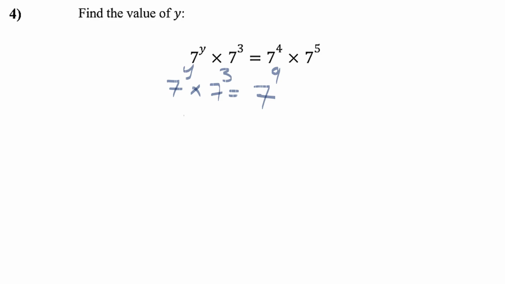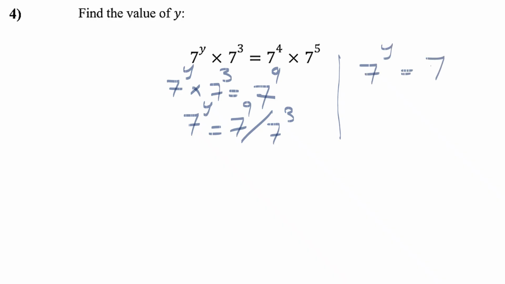So what it will become, 7 to the power y equals 7 to the power 9 divided by 7 to the power 3. Now in the next step, this 7 to the power y will be as it is, and the base I am having is 7, so I will write it one time, and 9 minus 3 will give me 6. So now over here, if you see, you are having 7 to the power y is equal to 7 to the power 6. So my answer will be y is equal to 6. This will be the value for y.